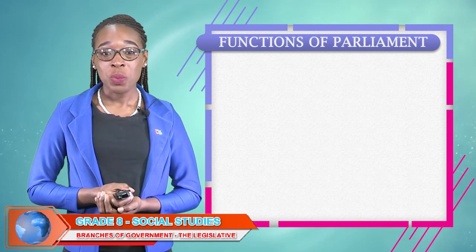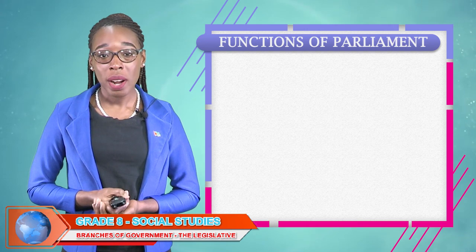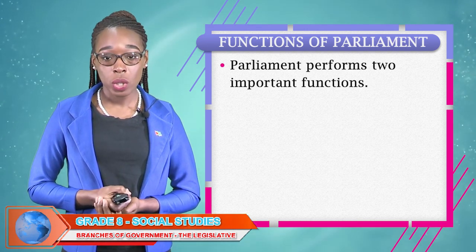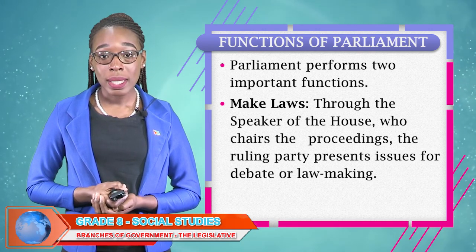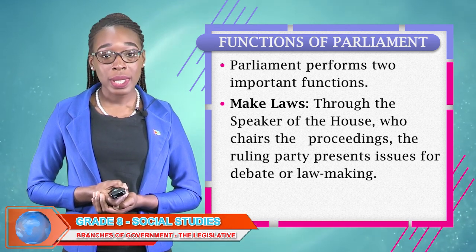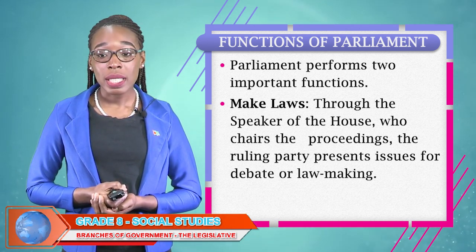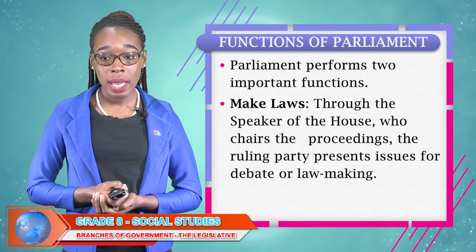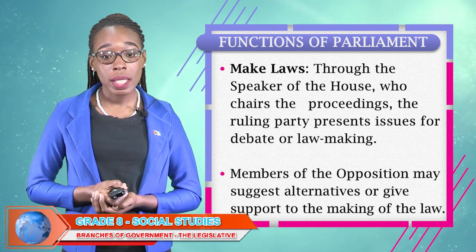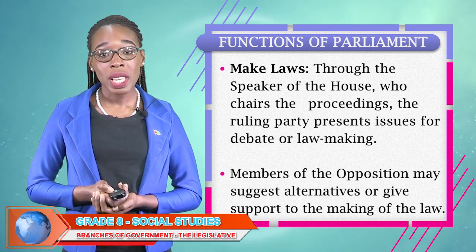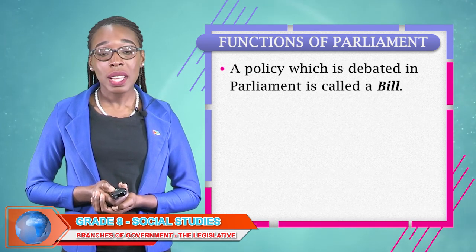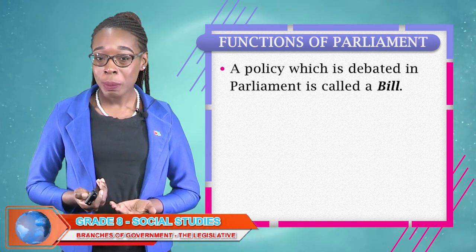So let's move on. We're going to now look at functions of Parliament. Parliament performs two important functions. Firstly, it makes laws. Through the Speaker of the House, who chairs the proceedings, the ruling party presents issues for debate or lawmaking. Members of the opposition may suggest alternatives or give their support to the making of the law. A policy which is debated in Parliament is called a bill.